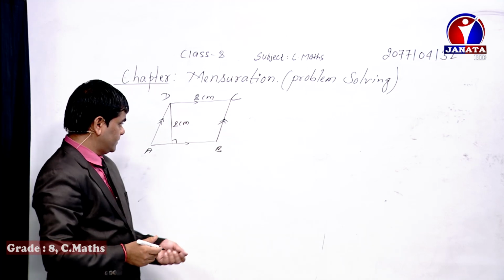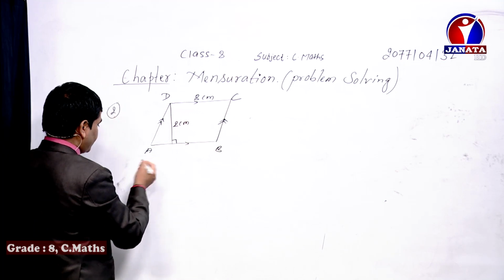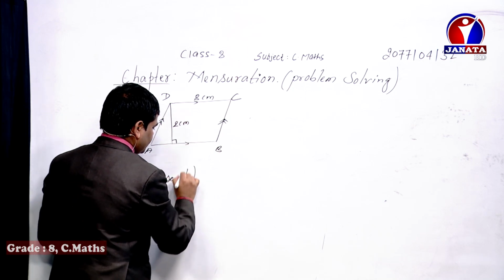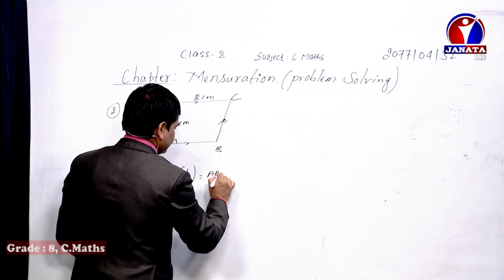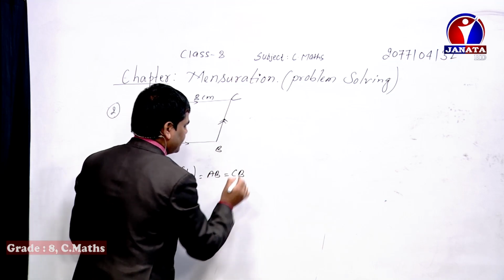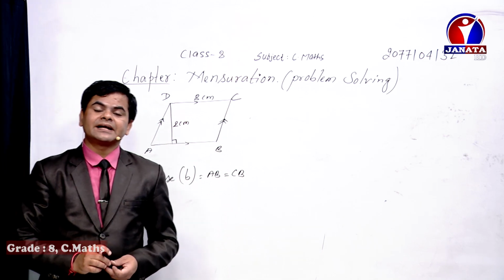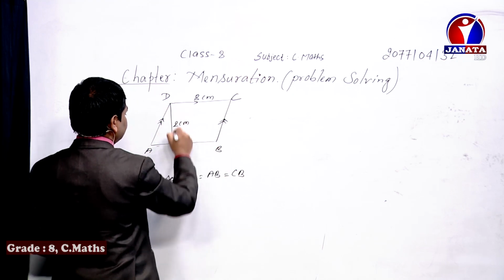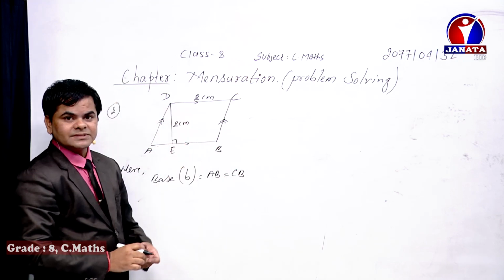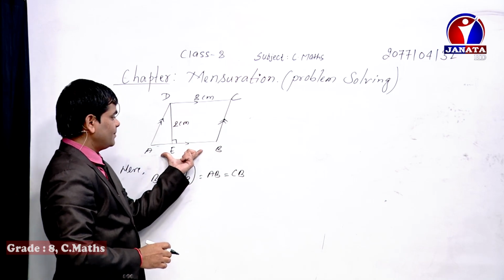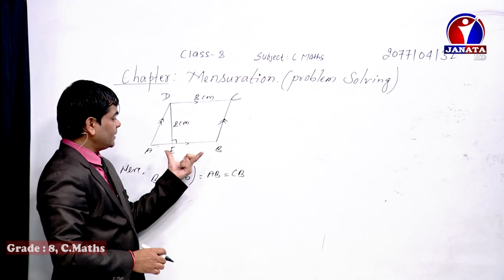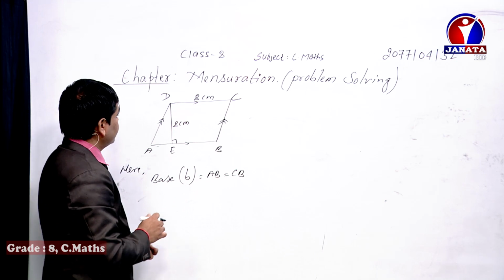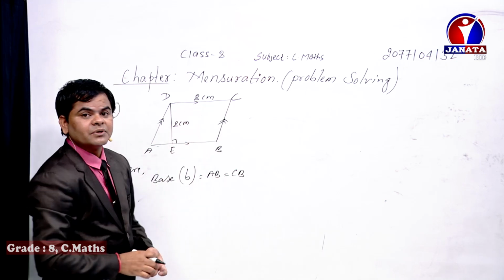So by focusing on that, the base B we write as AB equals CD. In case of a parallelogram, opposite sides are equal. So as per this figure, the base becomes AB and the height becomes DE. Although the base AB is not mentioned here, in place of AB, the CD measurement is given. So AB and CD are equal to each other. Opposite sides of a parallelogram are equal.